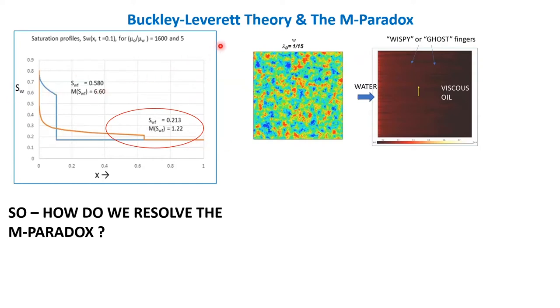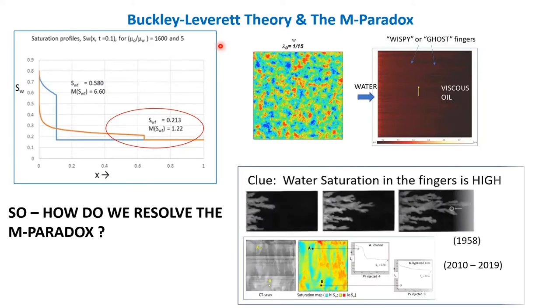It's not quite Buckley-Leverett. So, as I said, this is all part of this M paradox, that somehow something's going wrong here. Now, the clue was actually in the fact that in the fingers, the water saturation is high. And likewise, it looks high from the very early results. And certainly the measurements that have been done by Skog and co-workers have shown it actually is high. Looks high, it is high. So how do we approach this?